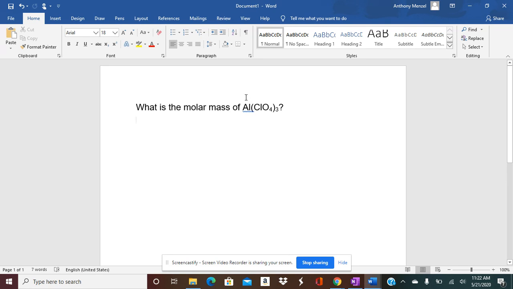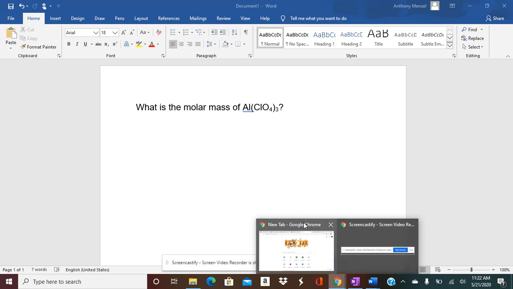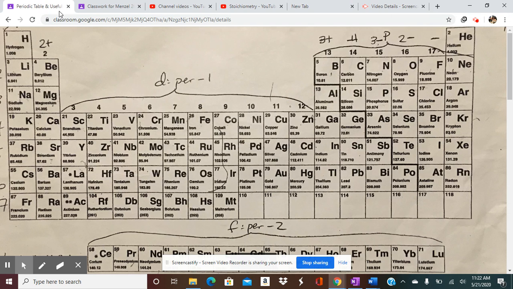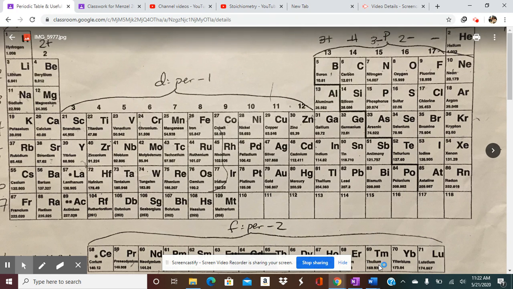We know that this first element is aluminum because there's no capital A by itself on the periodic table. So this is not capital A, capital I, this is capital A, lowercase l. The molar mass of aluminum, if we go to our periodic table, is 26.982.